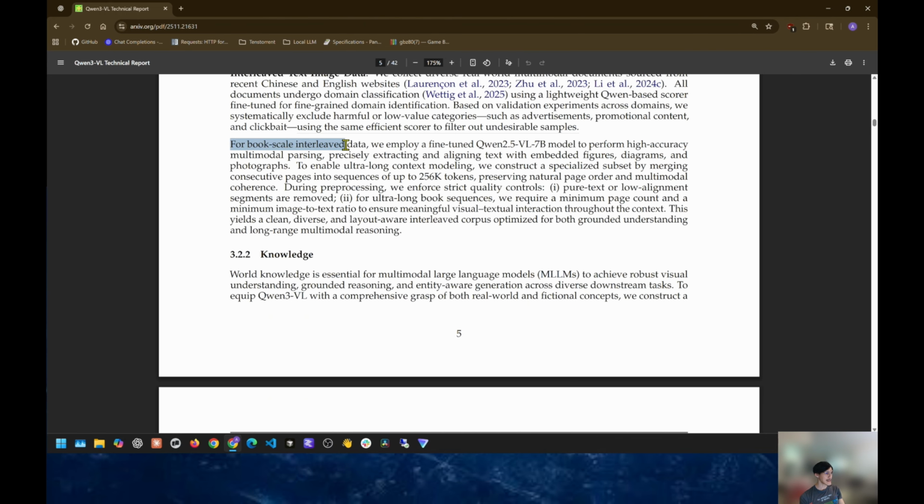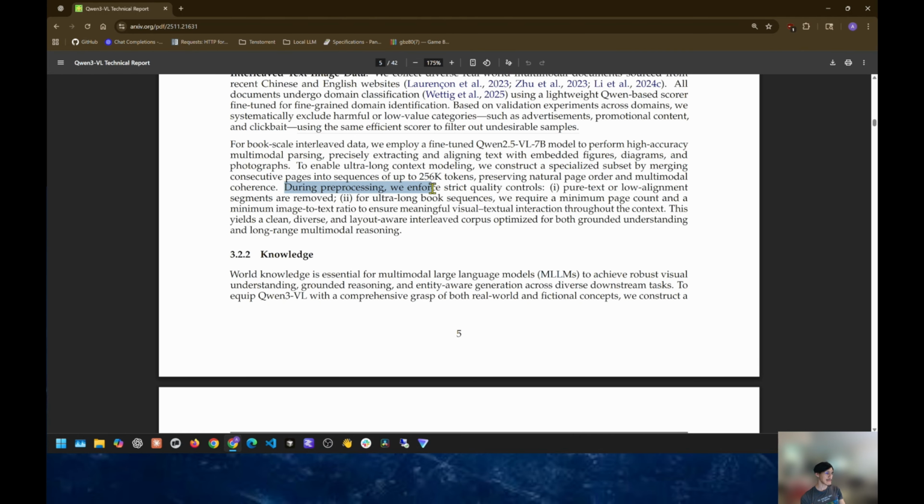For book-scale interleaved data, we employed a fine-tuned Qwen 2.5 VL 7B model to perform high-accuracy multimodal processing, specifically extracting and aligning text with embedded figures, diagrams, and photographs. To enable ultra-long context modeling, we construct a specialized subset by merging consecutive pages into sequences of up to 256K tokens, preserving natural page order and multimodal coherence.